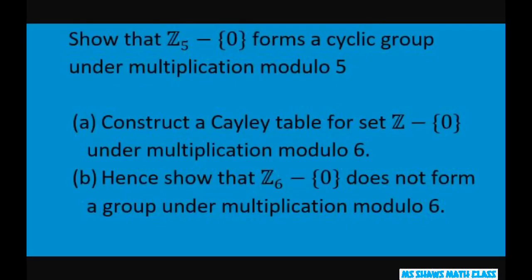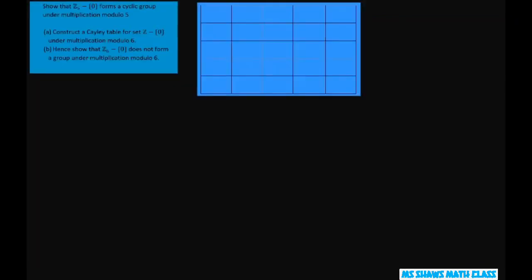Hi everyone, we're going to show that Z sub 5 take away 0 forms a cyclic group under multiplication modulo 5. So basically we have to show that it's a group and also show that it's cyclic. So let's fill it out. We want multiplication modulo 5 and we want to take away 0.